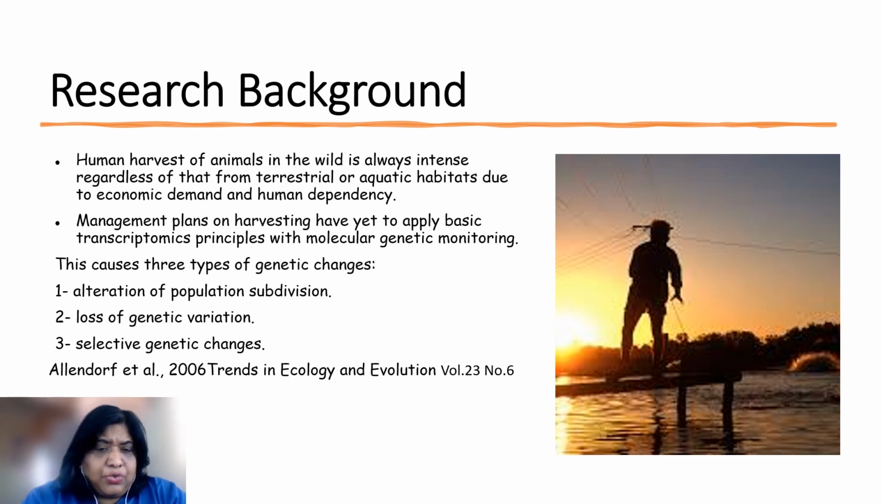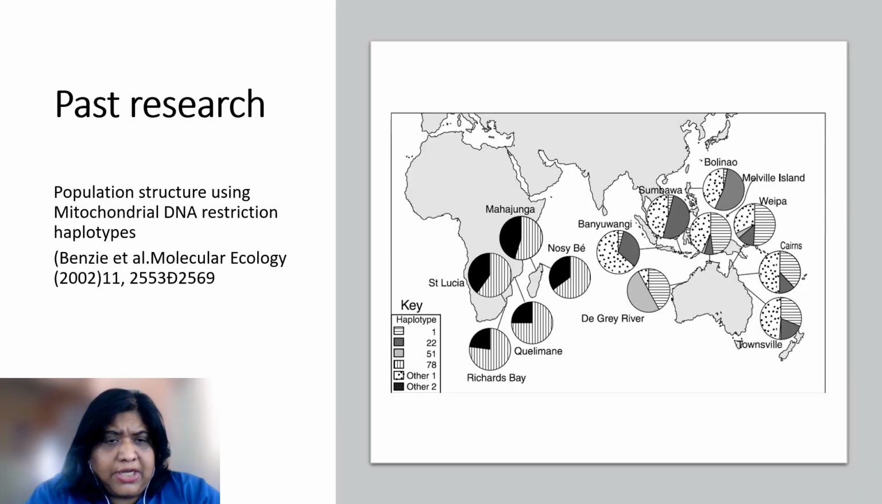Now, just to bring you to the fact that human harvest of animals in the wild is always intense, whether from terrestrial to aquatic habitats, all due to economic demand and human dependency. So management plans on harvesting have yet to apply basic principles. In this case, we have used transcriptomic principles with molecular genetic monitoring. The types of genetic changes that we were looking at are alteration of population subdivision, whether the populations have gone through loss of genetic variation, and whether there is a selective genetic change.